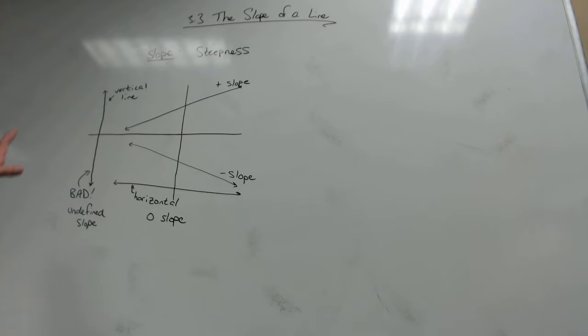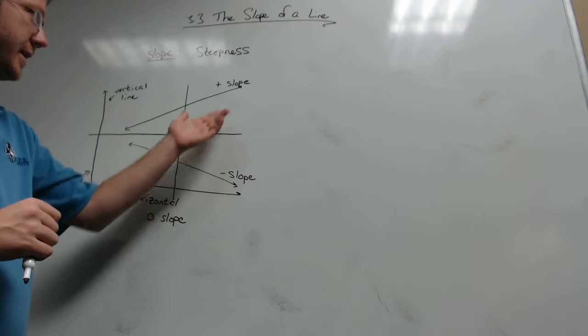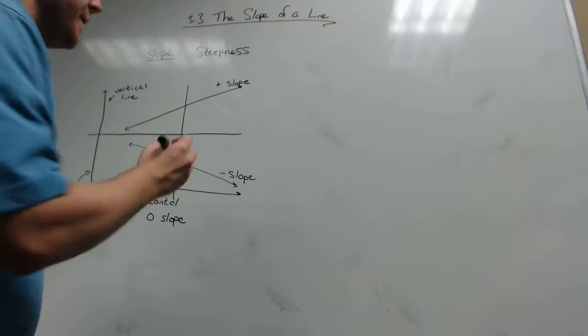All right, so there's our 4 types of slope. That doesn't get us any closer to figuring out how do I know how negative it is, how positive it is. How do I figure out what this number is?